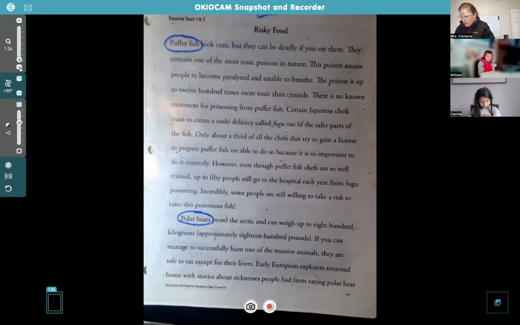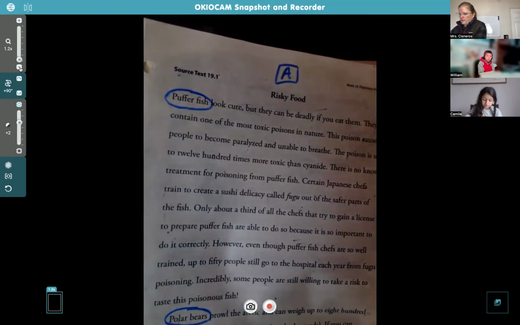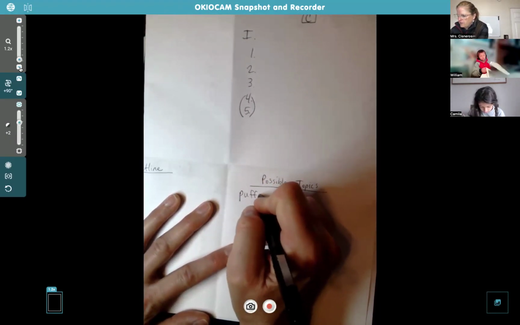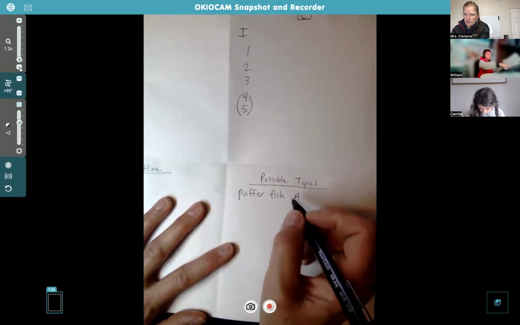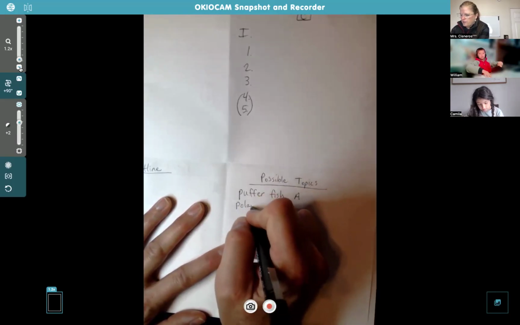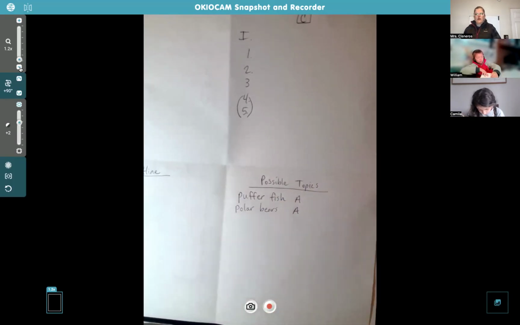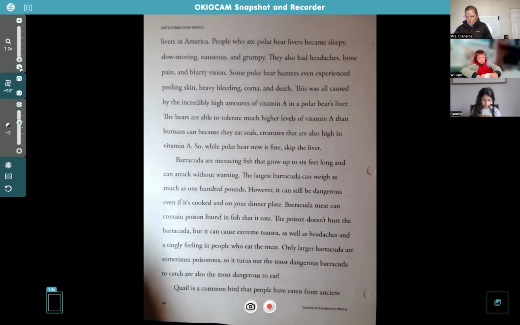And before we turn the page, let's write down those two topics we have so far on our list. So you need to have your list handy too. We're going to write pufferfish and put an A next to it because this is in Article A. And then we're going to put polar bears and an A for that. Okay, so now this is how we're going to keep track of our notes here. Then when you turn to the back of that page, there's one more paragraph. Actually, there's a little bit more on the back, a bunch more actually.